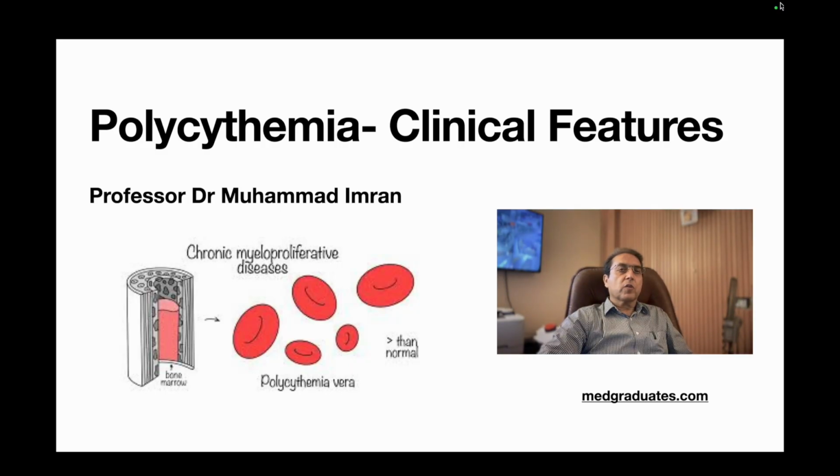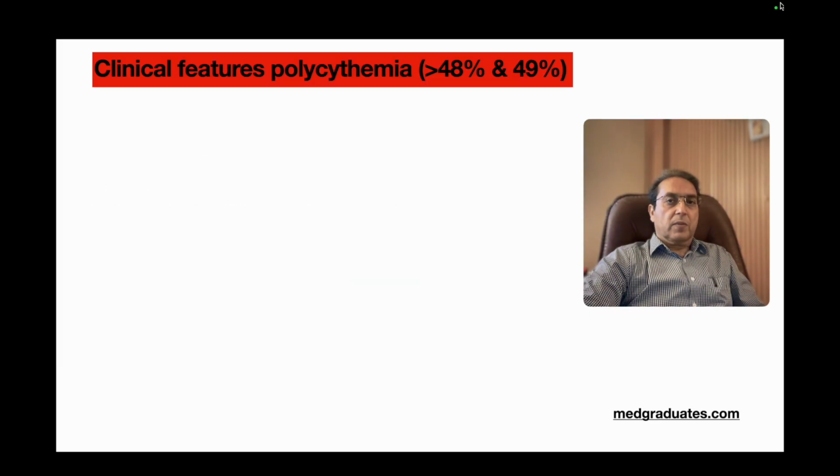In this lecture, we are going to discuss polycythemia. What are the clinical features of polycythemia? What are the causes of polycythemia? Polycythemia can be secondary or it can be primary. The primary polycythemia is one of the myeloproliferative disorders, the others being essential thrombocytosis, chronic myeloid leukemia, and myelofibrosis with myeloid metaplasia.